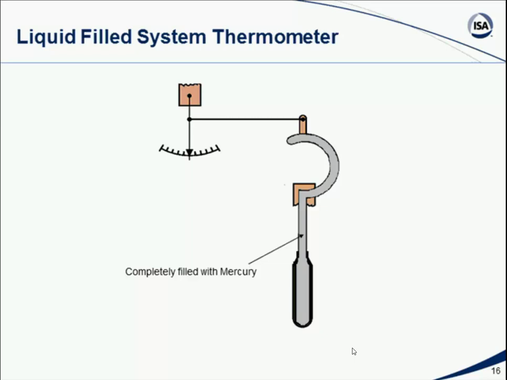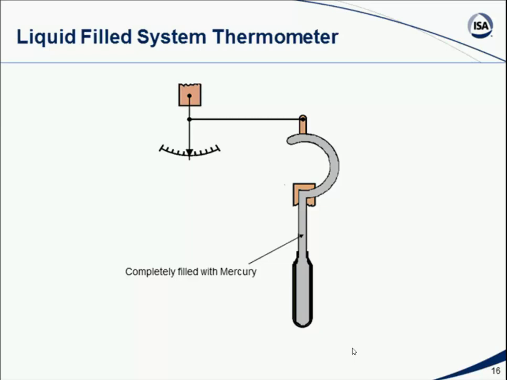At the bottom of the pipe somewhere, we have a reservoir filled with liquid. It could be filled with mercury as indicated here. It could be other types of liquids. But basically, the entire pipe is completely filled with no gas inside. It's totally liquid filled. And the bottom part, this bulb at the bottom, is immersed into the liquid that you're trying to measure the temperature of, not the rest of it, just that bottom part.